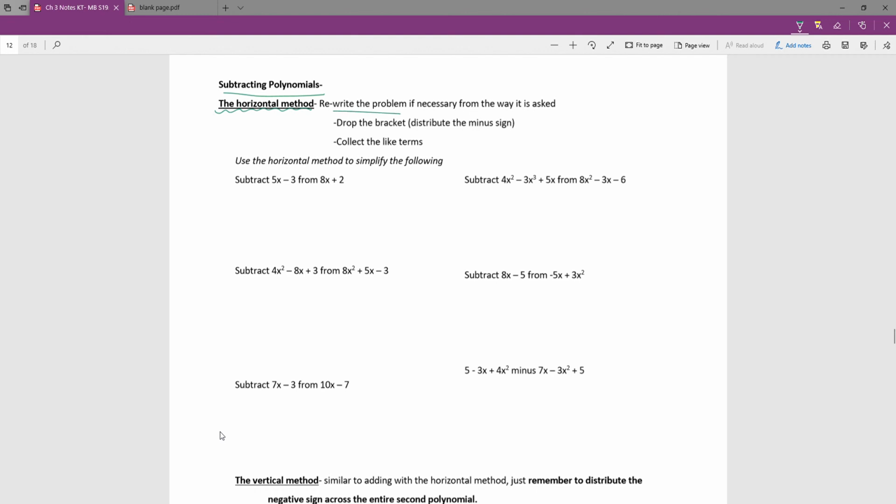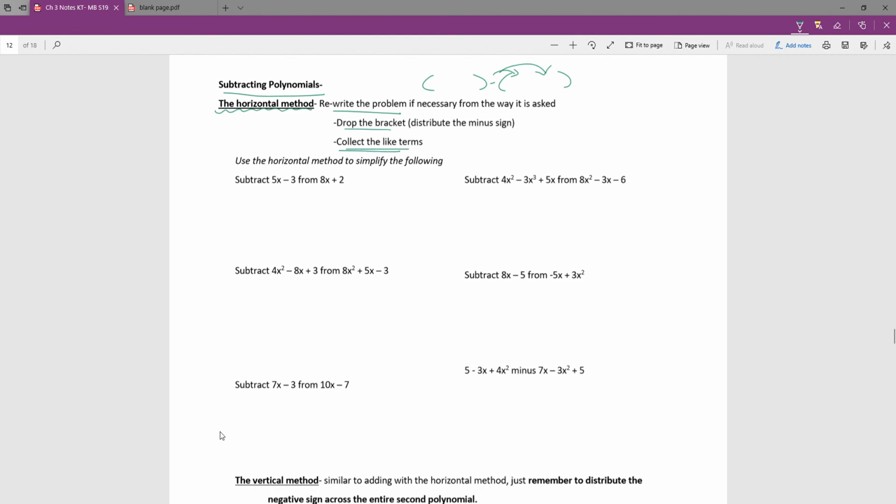So we're going to rewrite the problem if necessary and put those brackets in, right? And we're going to then drop the brackets like we did before. This time it's actually going to have an effect. We're then going to collect like terms. So same thing, drop the brackets, collect like terms.